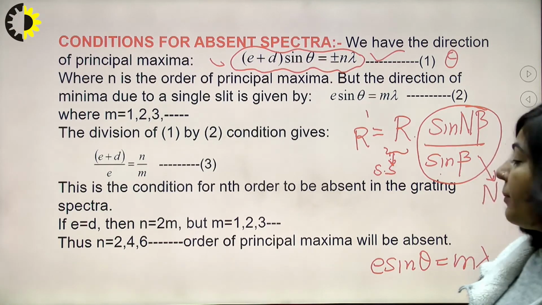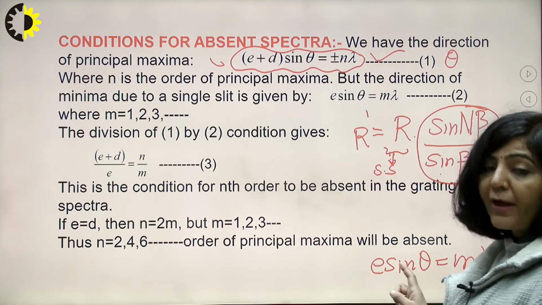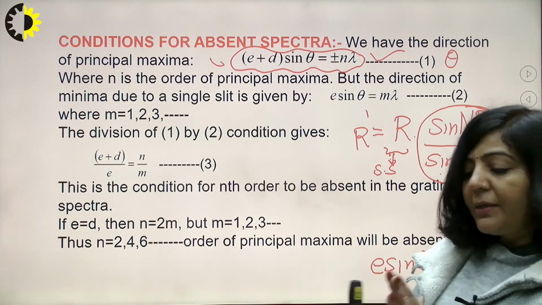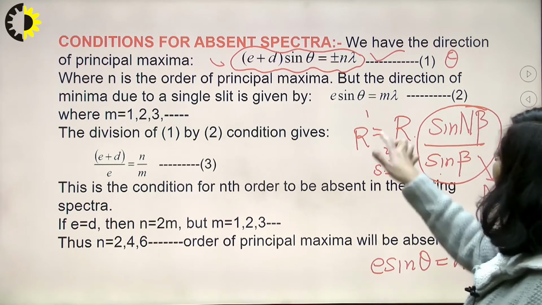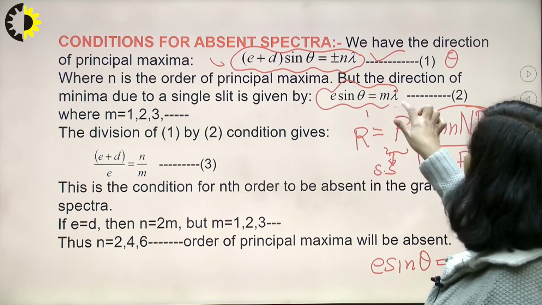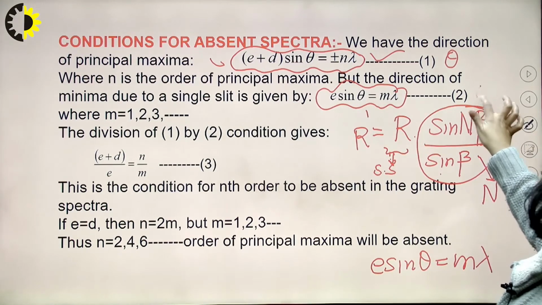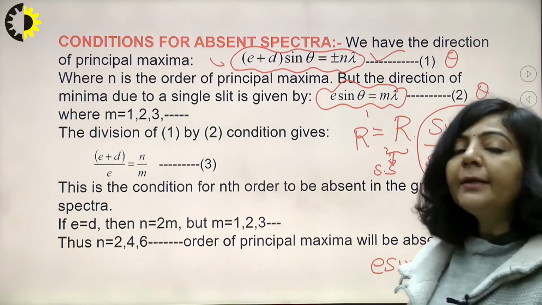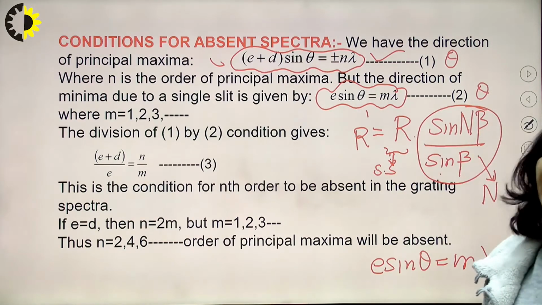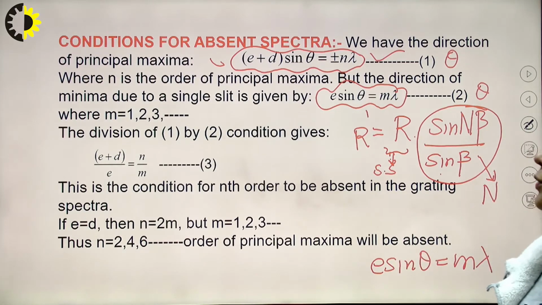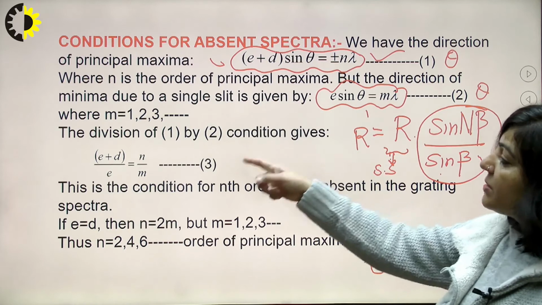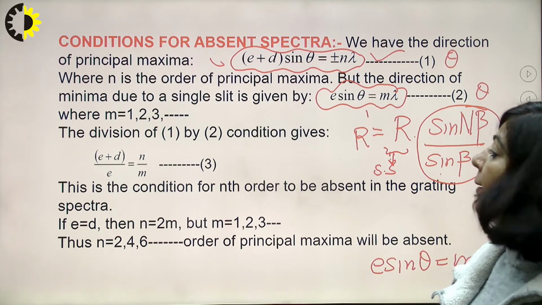So if you are observing your minima at the same angle of diffraction, it means that the nth order maxima is overlapping with the mth order minima of single slit. It means you are getting the minima due to the first factor at the same angle of diffraction, theta. Under this condition, this nth order maxima will be missing. So using these two conditions, 1 and 2, you can find which order will be missing from the spectra. If you divide equation number 1 by 2, you get (e+d)/e = n/m.